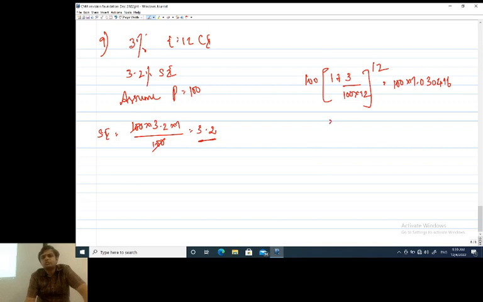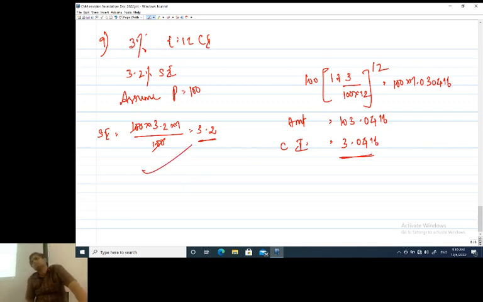So what is the value? My amount will be 103.0416. Upon what is my interest? Compound interest will be less 100 from this, 3.0416. Which is better? Simple interest is better because I get a bigger number as interest.